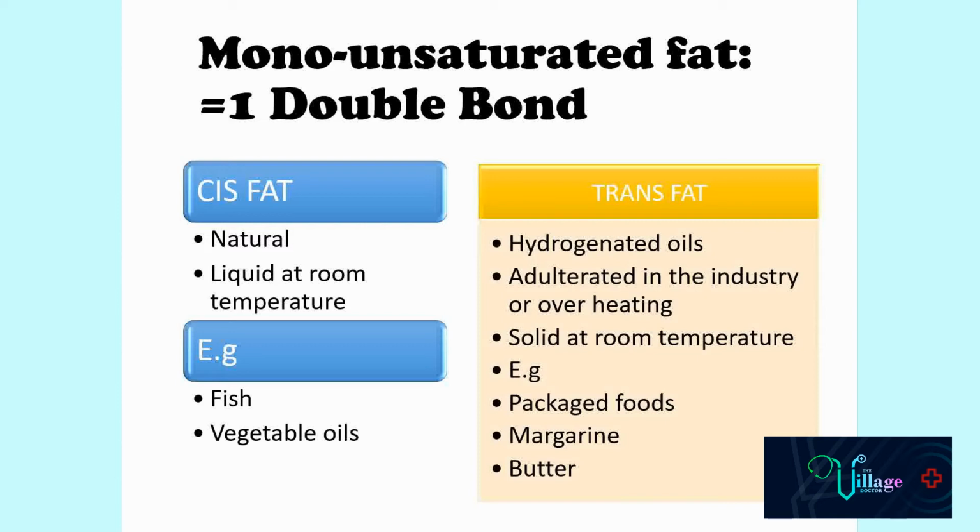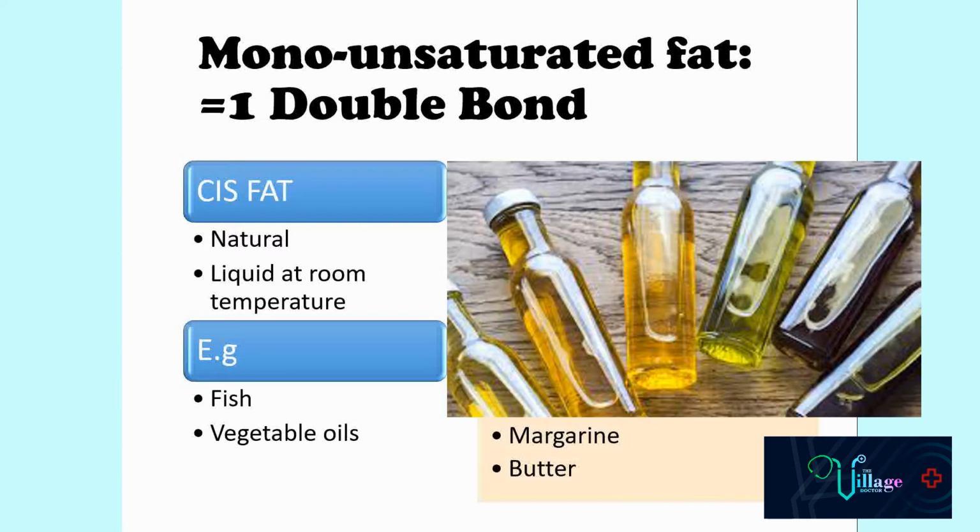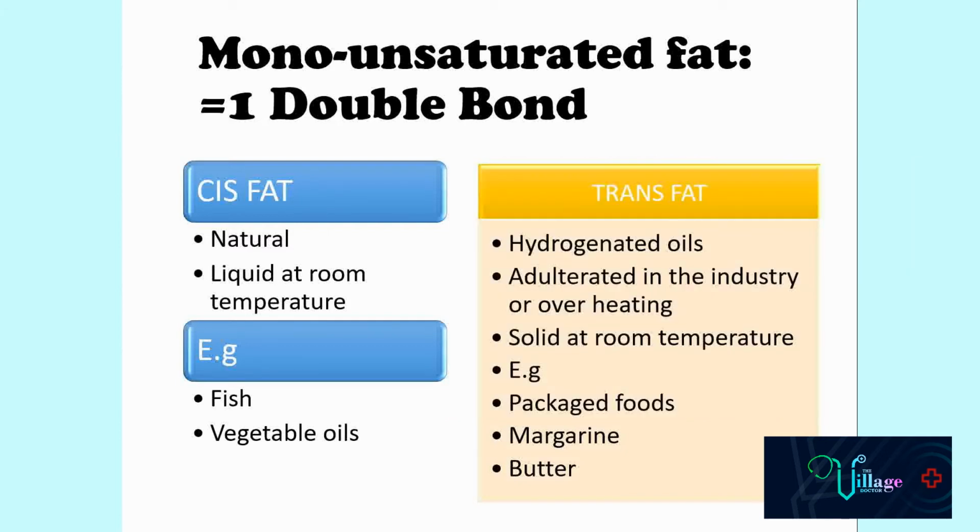Monounsaturated fat usually has at least one double bond, and there are two types of unsaturated fat. One is cis fat. Cis fat, we know that it's the natural version of it. It's usually liquid at room temperature. And examples are fat from fish and fat from vegetable oils.